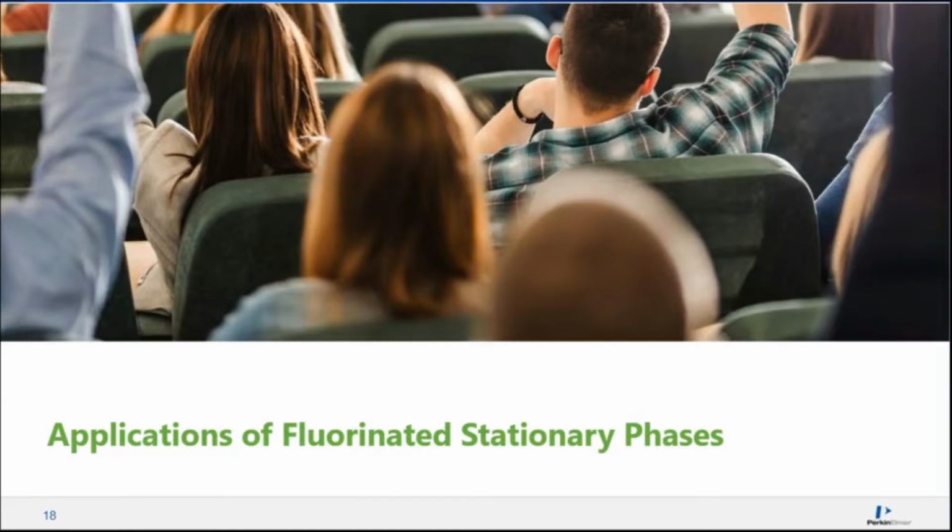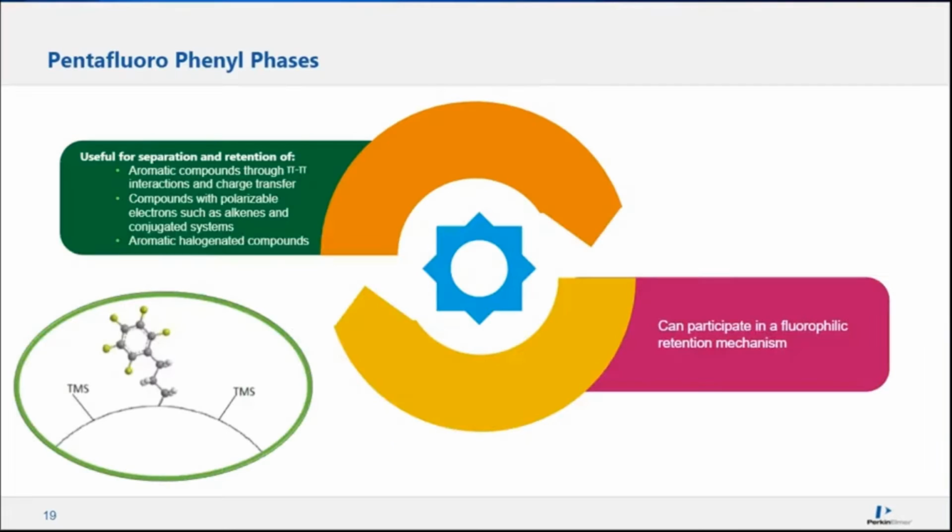I'd like to now look at some of the alternative phases. In particular, I'd like to look at the fluorinated stationary phases. Again, I had mentioned the pentafluorophenyl stationary phase earlier, and we can see a structure of a bonded pentafluorophenyl phase to a silica in the lower left-hand corner.